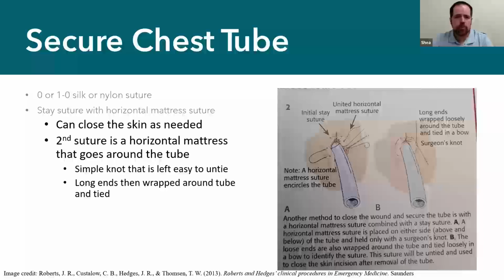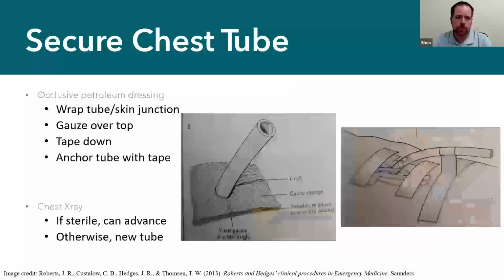So those are the two main ways. There's a ton of different ways to stitch these in place, but those are the two principles. The idea overall is you want to make sure that this isn't going to pull out. Tape alone is not good enough. Stitching it in place is the gold standard.